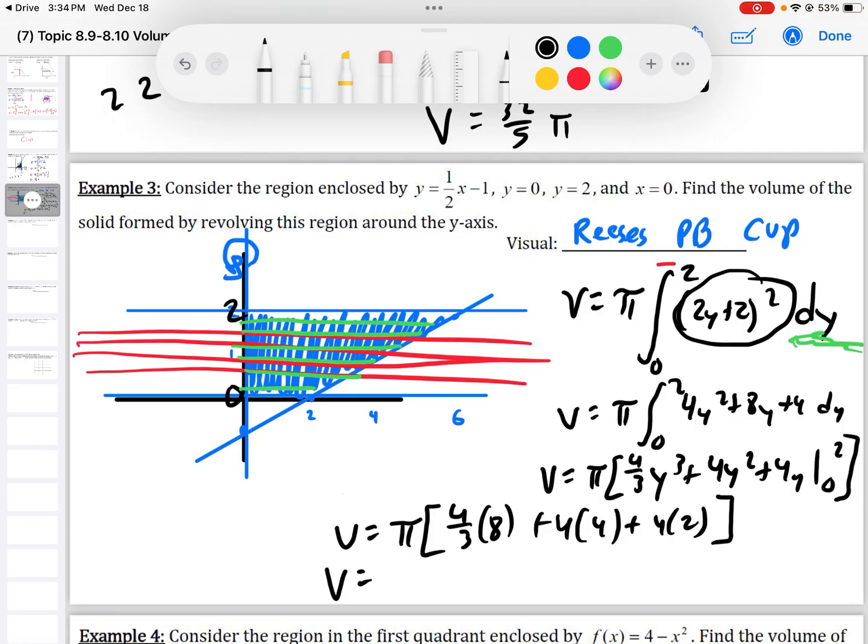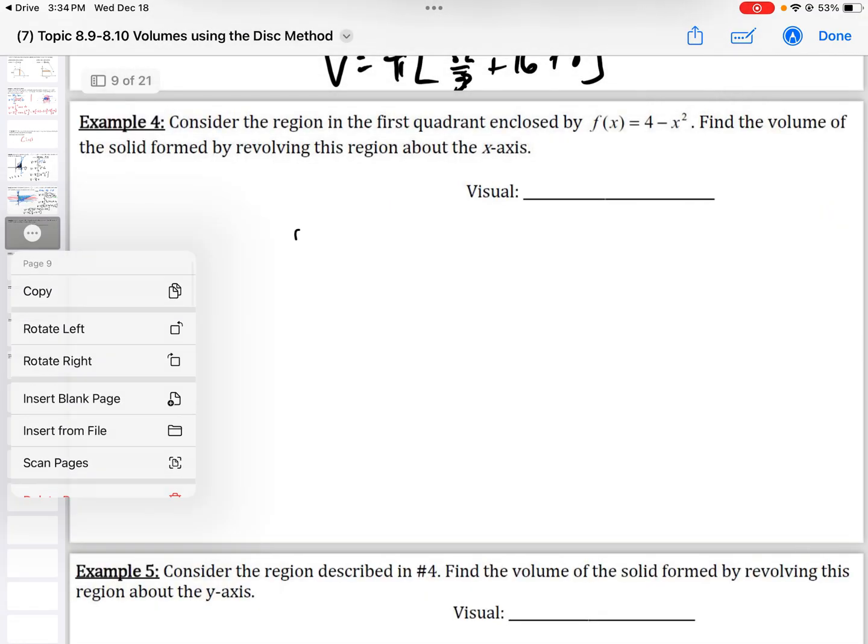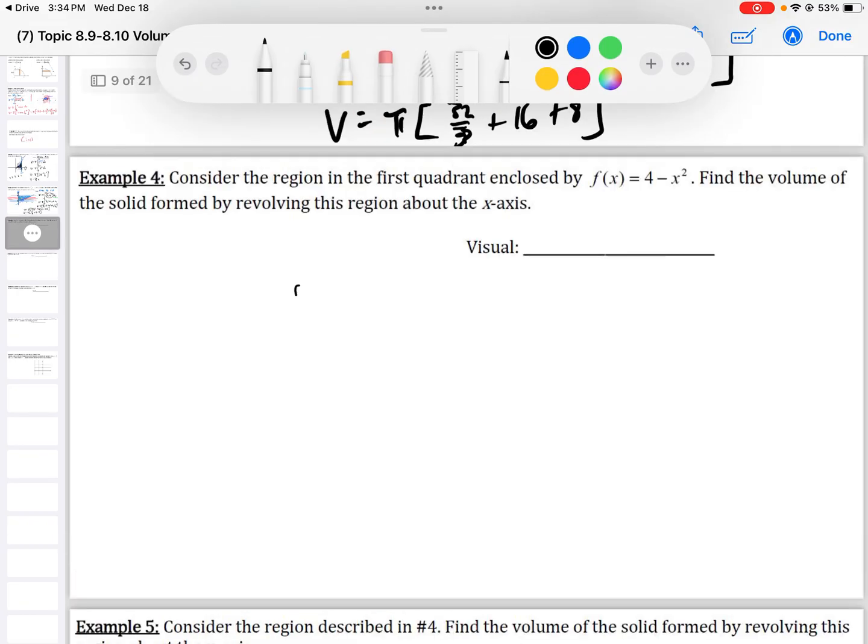Okay, I think I wrote the answer down already. I left it like this, but that would be a safe stop. This would be 32 over 3 plus 16 plus 8, and that's the answer. That's the volume. You could combine if you want to. All right, let's do another one.